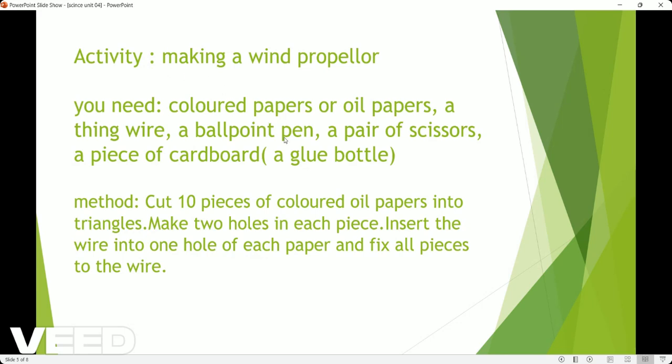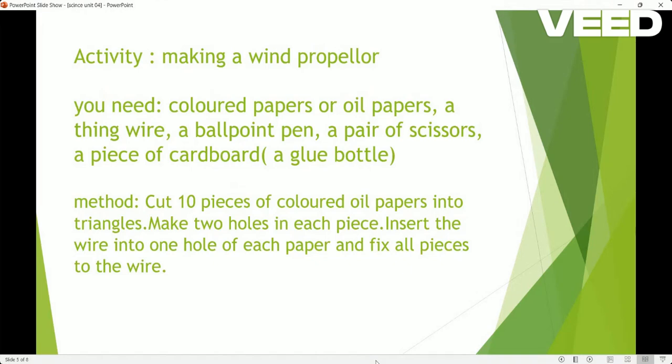So next we have an activity: making a wind propeller. We need some colored papers or oil papers, a thin wire, a ballpoint pen, a pair of scissors, a piece of cardboard, and a glue bottle. The method, we can see after doing this activity. Okay, now we can see the method.